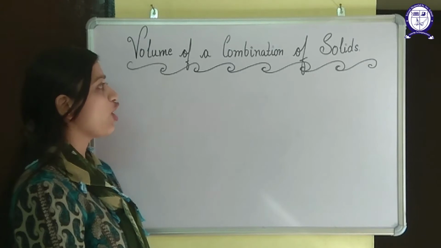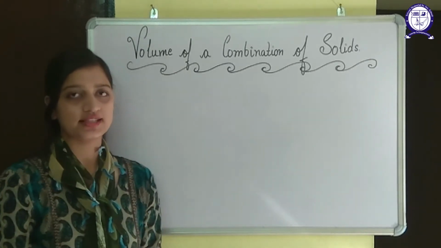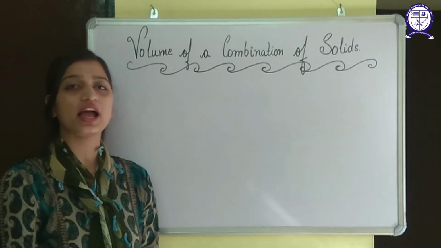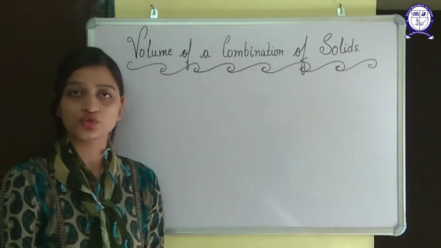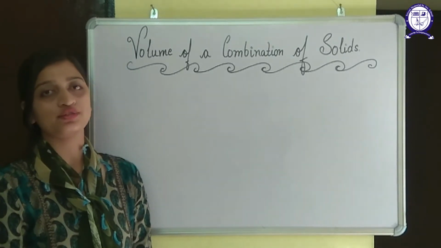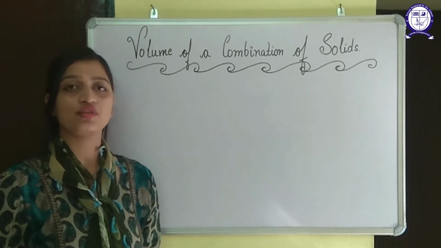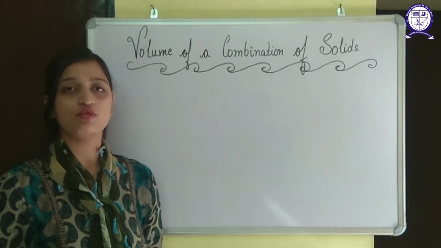Volume of a combination of solids. Same as the previous exercise, in this exercise also we will have different kinds of solids which will be a combination of two or more solids, and we are going to find the volume of that solid. In the previous video we were talking about the surface area. Now we will talk about the volume.